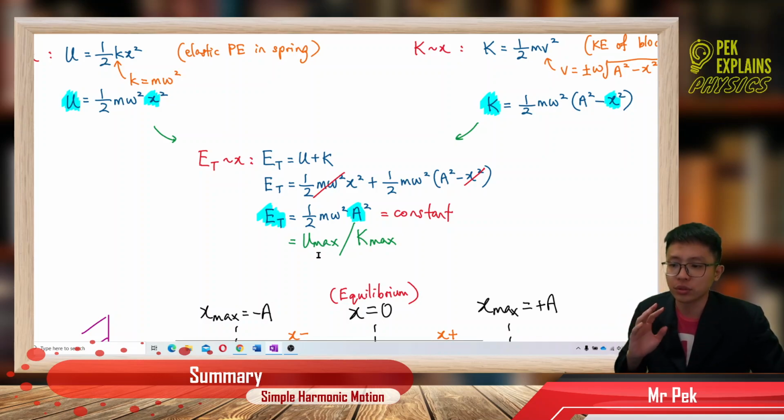This value is also the maximum potential energy and the maximum kinetic energy. The maximum potential energy is equal to this formula, and the maximum kinetic energy is also equal to this formula. Because at one point, all the energy is stored in the spring, so the total energy is totally stored in the spring. And sometimes the total energy all becomes the kinetic energy of the mass.